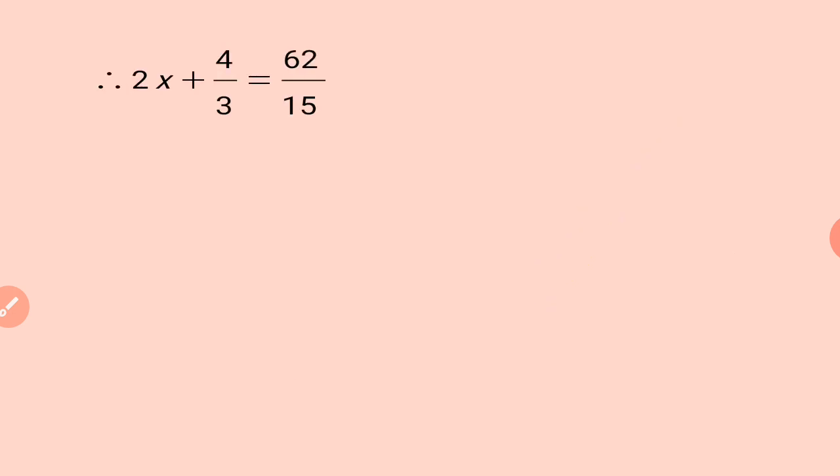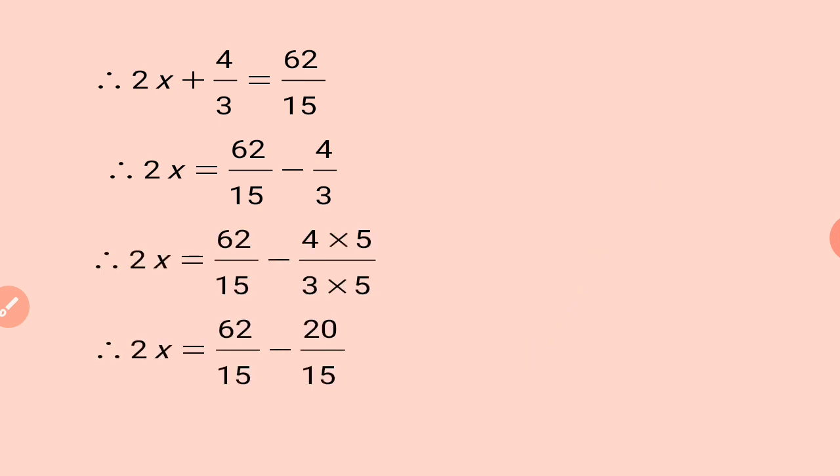So let's try to solve it. x plus x gives you 2x. The rest is all same and the right hand side, that was a mixed fraction, is now converted into an improper fraction. Solve it. Plus 4 by 3 becomes minus 4 by 3. Solve and you ultimately get it as 42 upon 15. So 2x equal to 42 upon 15 is the statement.